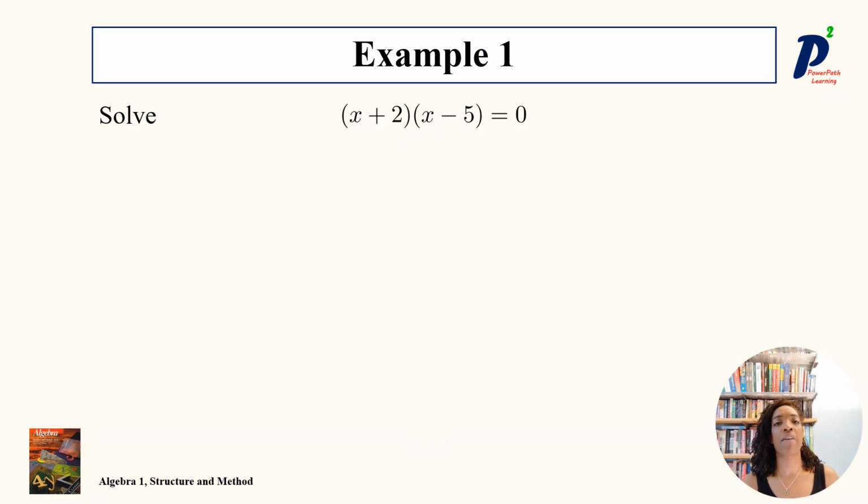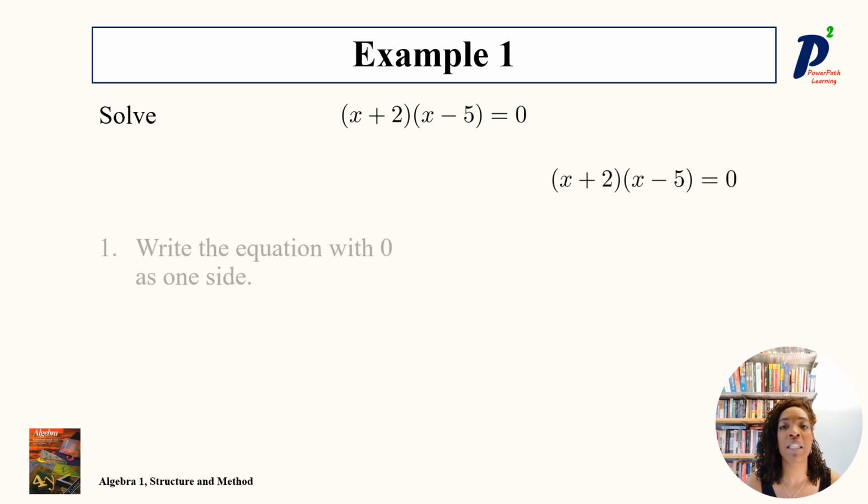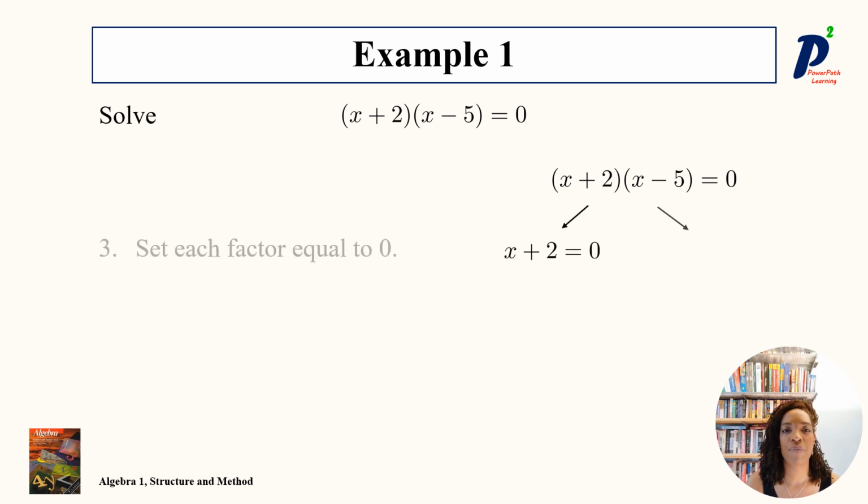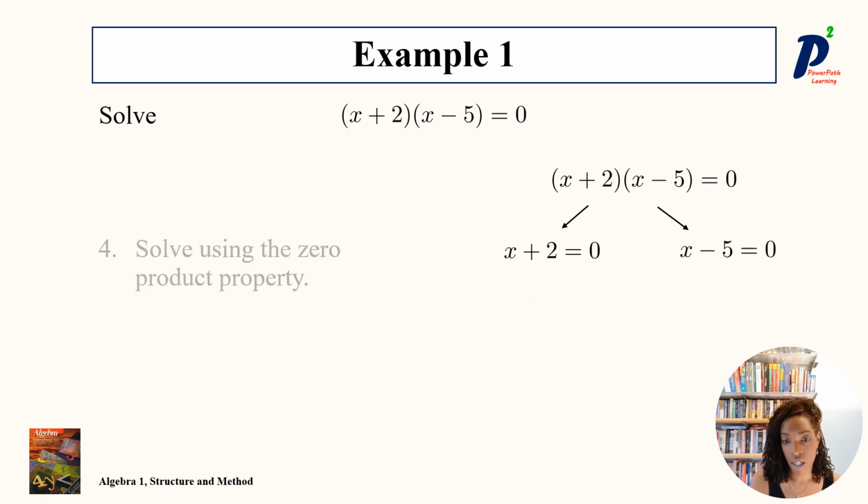Okay, so we need to solve x plus 2 times x minus 5 equals 0. This equation already has 0 on one side, and it's completely factored. So most of the hard work is already done for us. According to the zero product property, ZPP, one of the factors on the left-hand side must equal 0. So let's set each of those equal to 0. Very good. And now we're going to solve each to get x equals -2 and x equals 5. So we have our solution set and we can box our answer.